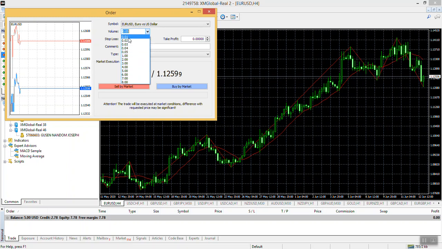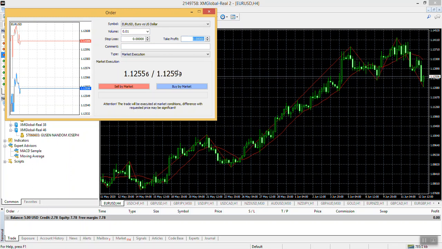If you want to go with the minimum risk, I think the lowest lot here is 0.01. Okay, so as a starter, it's always good to go with the minimum risk until you become an expert, and then you can begin to increase your risk. Okay, now here is what we call the stop loss and the take profit.